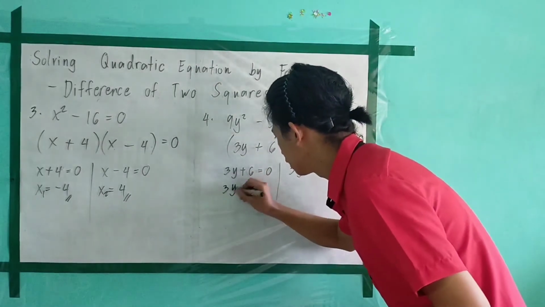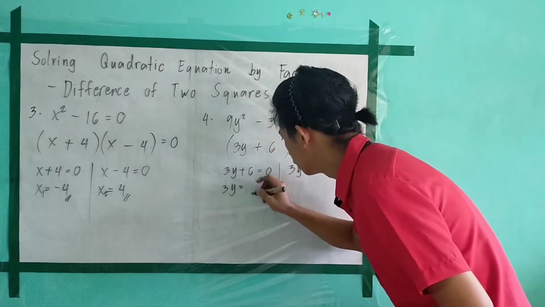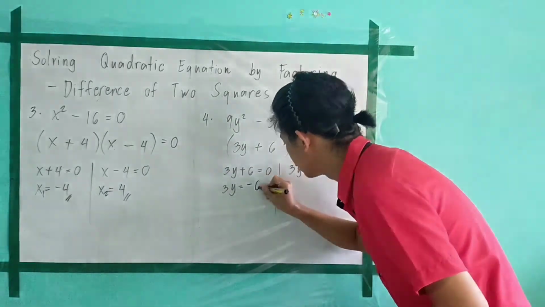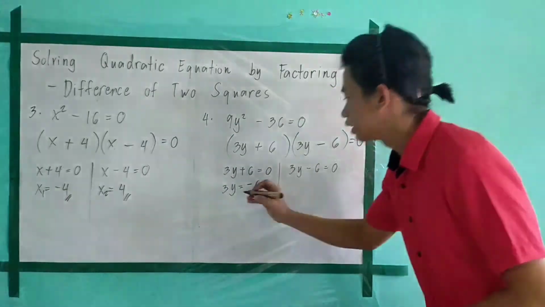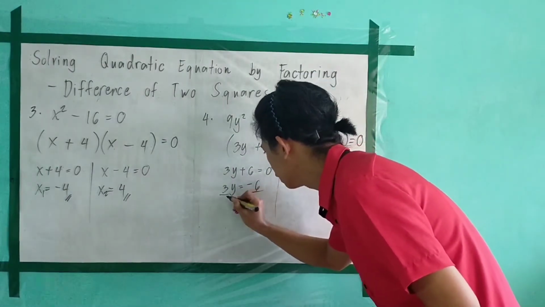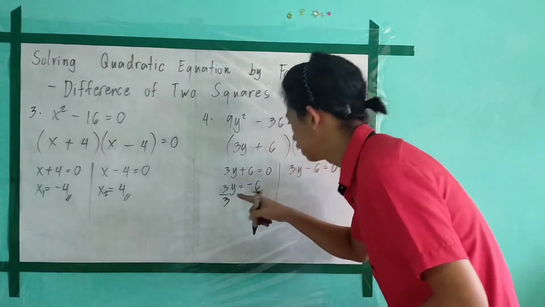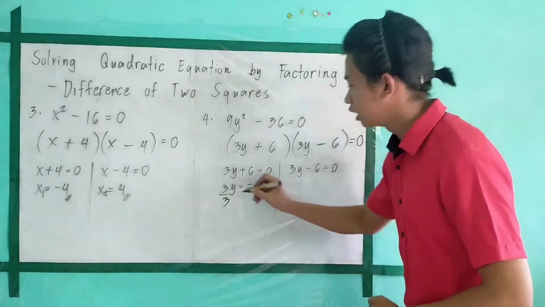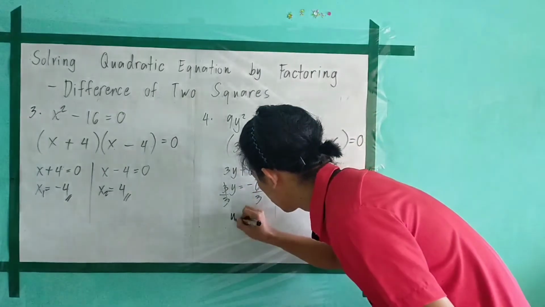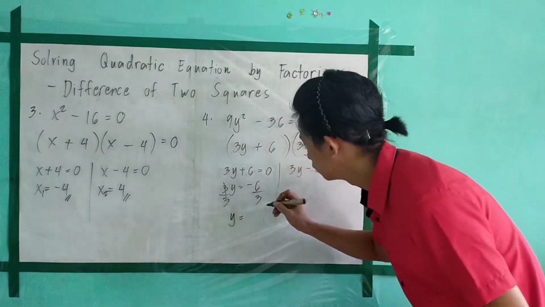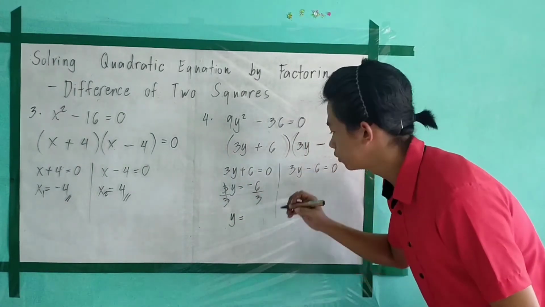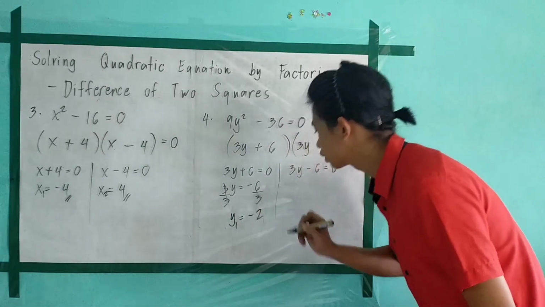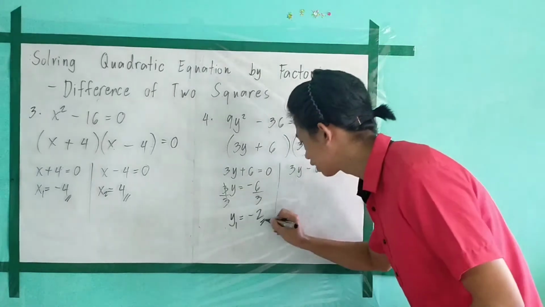So 3y is equal to, transpose natin yung 6, magiging negative 6. Then, divide its term by 3, since ang kasamang ng variable y natin ay 3. So, cancel. We have y now is equal to negative 6 divided by 3, we have negative 2. So, our y sub 1 or the first solution is equal to negative 2.